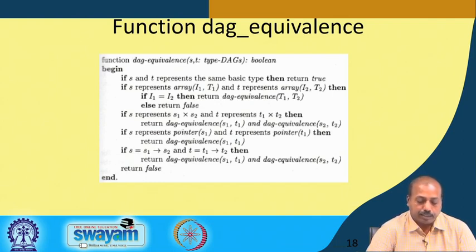Now, if S and T happen to be functions, so if S goes from S1 to S2, its domain is S1 and range is S2, and T goes from T1 to T2, where T1 is the domain and T2 is the range, then it will check the DAG equivalency of S1 T1 to see that their domains are the same, and it will check the DAG equivalency of S2 T2 to check that their ranges are the same. If they are correct, then it is fine.